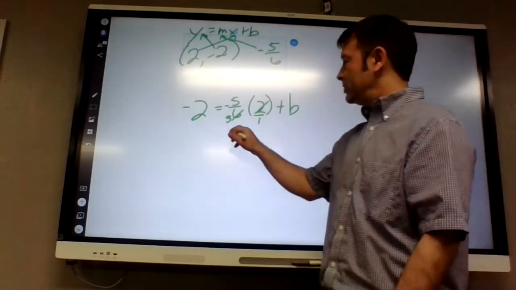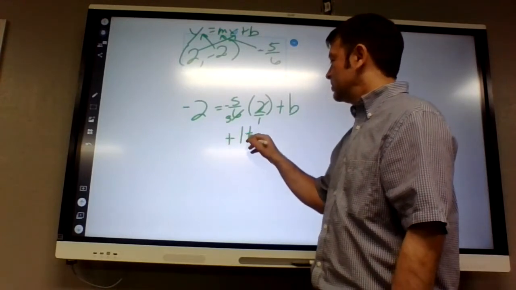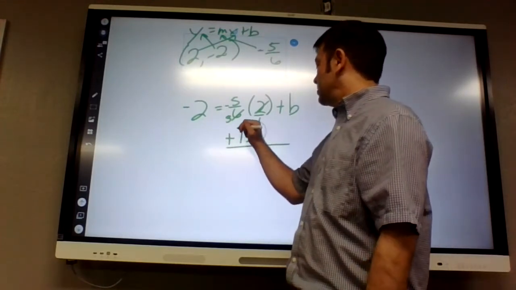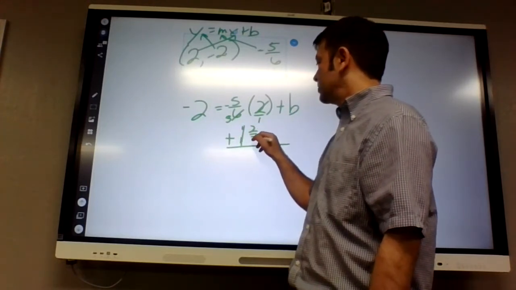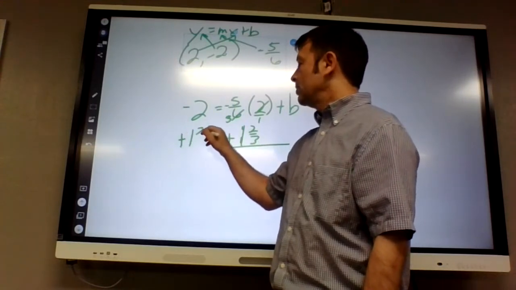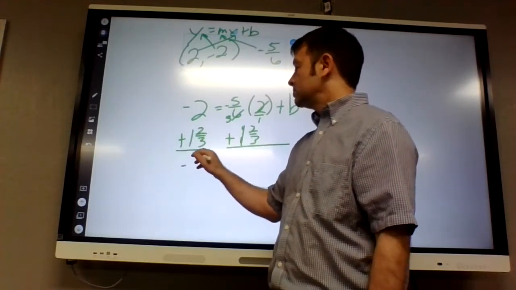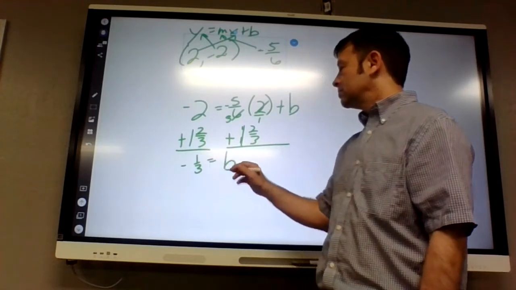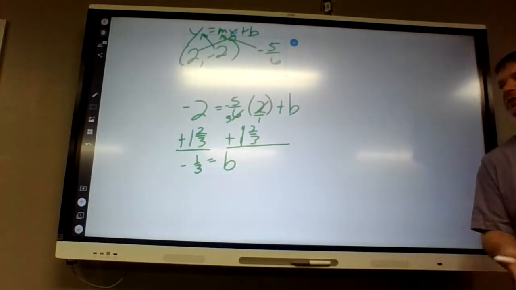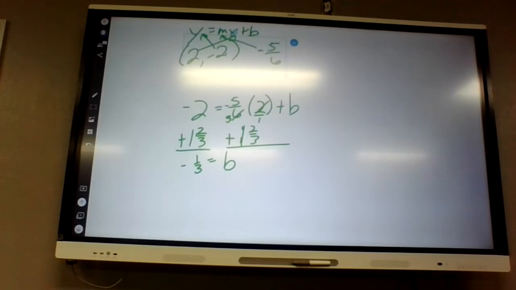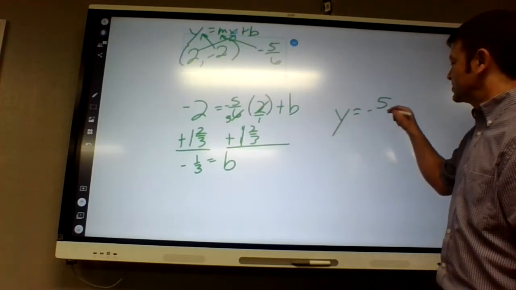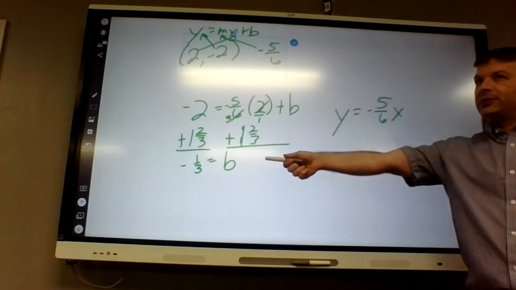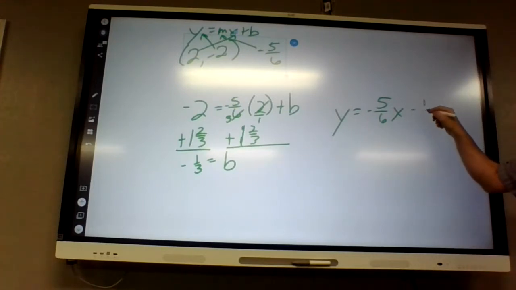How do I get rid of negative 1 2/3? You could add 1 2/3. You could also add 5/3, okay? 5/3 is the same thing as that. Okay, so I got the slope, which they told me was negative 5/6. And I got the y-intercept, the b value is negative 1/3.